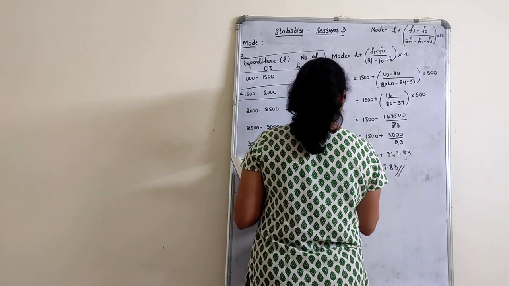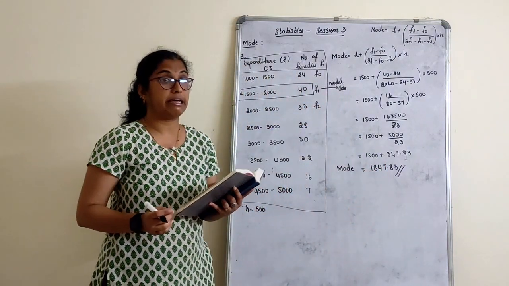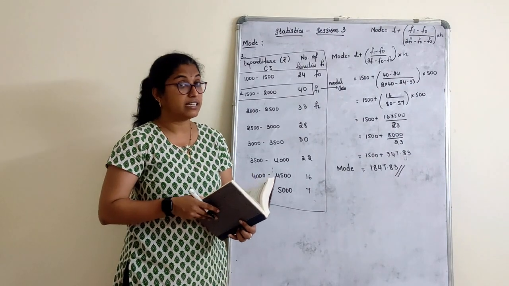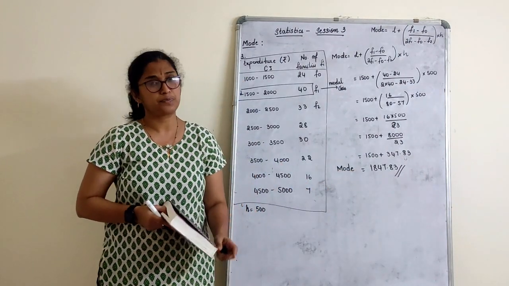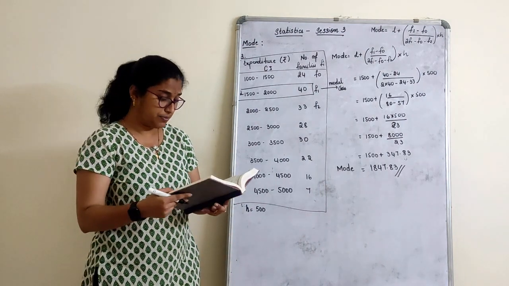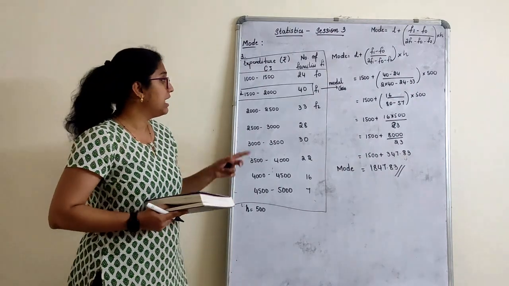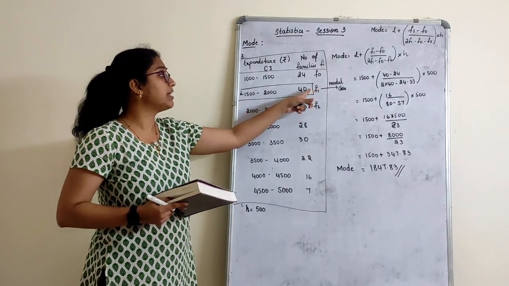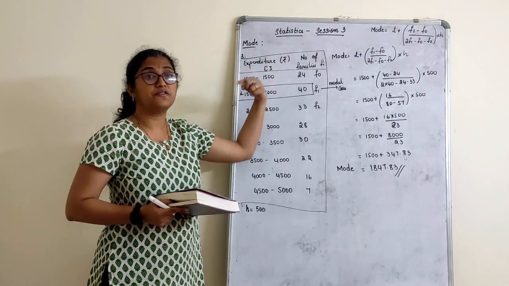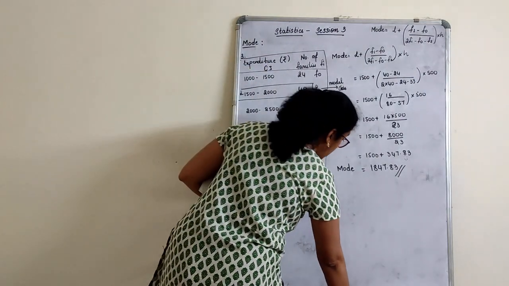Answer is 1847.83 approximately mode. Again I am repeating, 1 or 2 points here and there is always okay after the decimal, not before the decimal. There we complete mode, children, because the sums are very simple. Identify the maximum number of times which is appearing. That is the modal class with F1. Previous one is F0 and the next one is F2. Right? This is how you calculate mode.